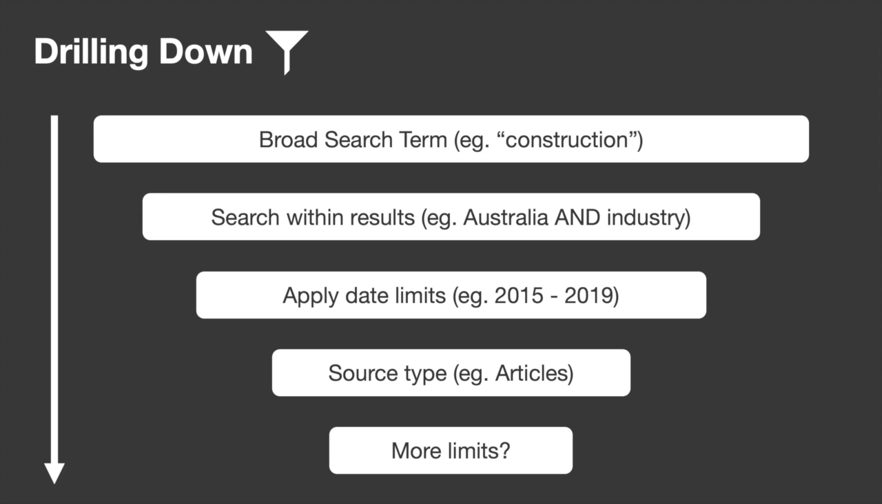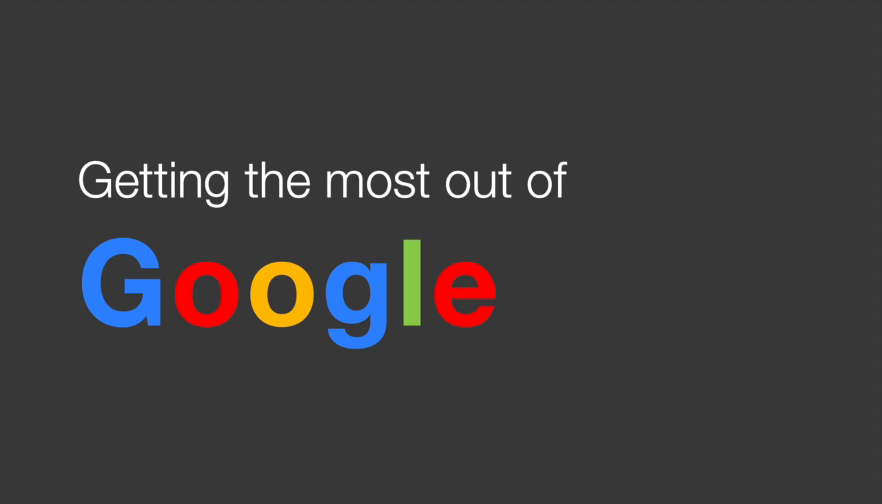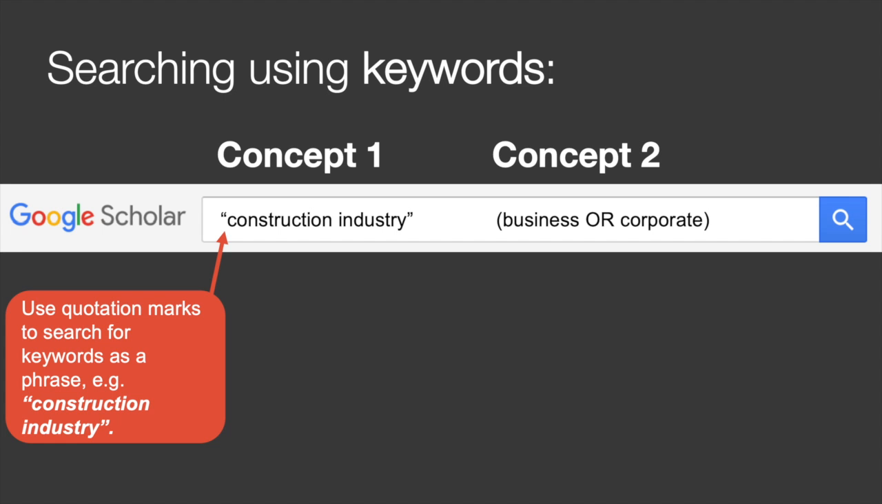So have a look at that column to see what kind of filters can help you narrow down your results so they're most useful to you. You can also use Google a little bit more strategically using some of these techniques. For example, you can use quotation marks to search for keywords as a phrase in Google. So rather than construction and industry, you can search for "the construction industry".